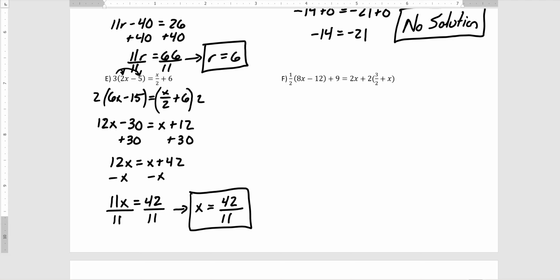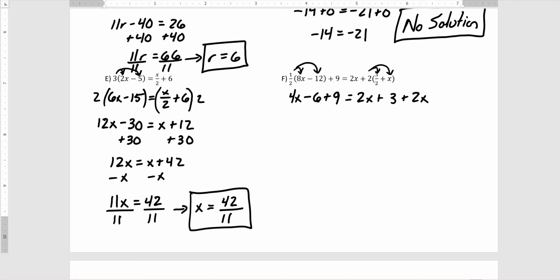Now let's look at letter F. See how we did there. 1/2 the quantity 8x minus 12 plus 9 equals 2x plus 2 times the quantity 3/2 plus x. All right, so whenever we're multiplying by 1/2, that's the same as dividing by 2. So 8x divided by 2 would be 4x. Negative 12 divided by 2 would be minus 6. Plus 9 equals 2x. Plus 2 times 3/2 would just be 3. And 2 times x would just be 2x.